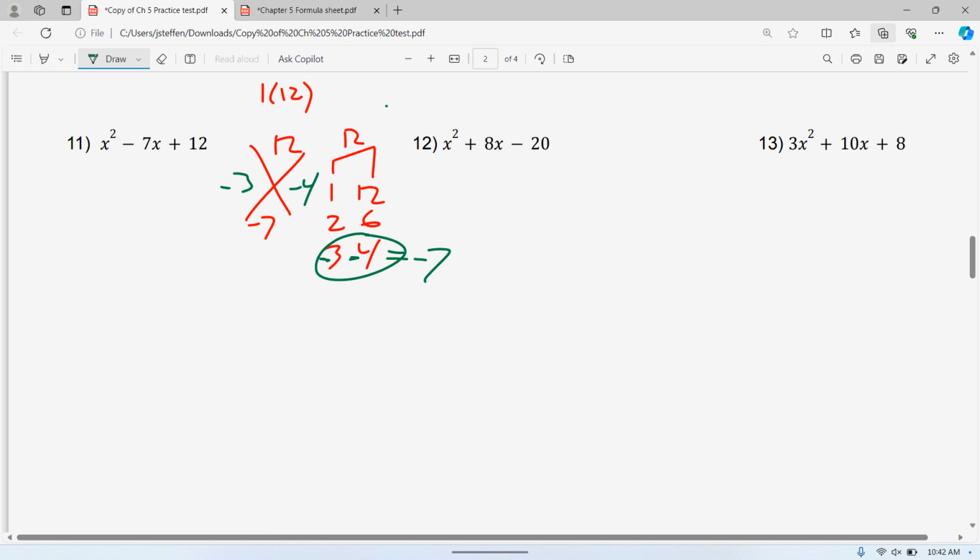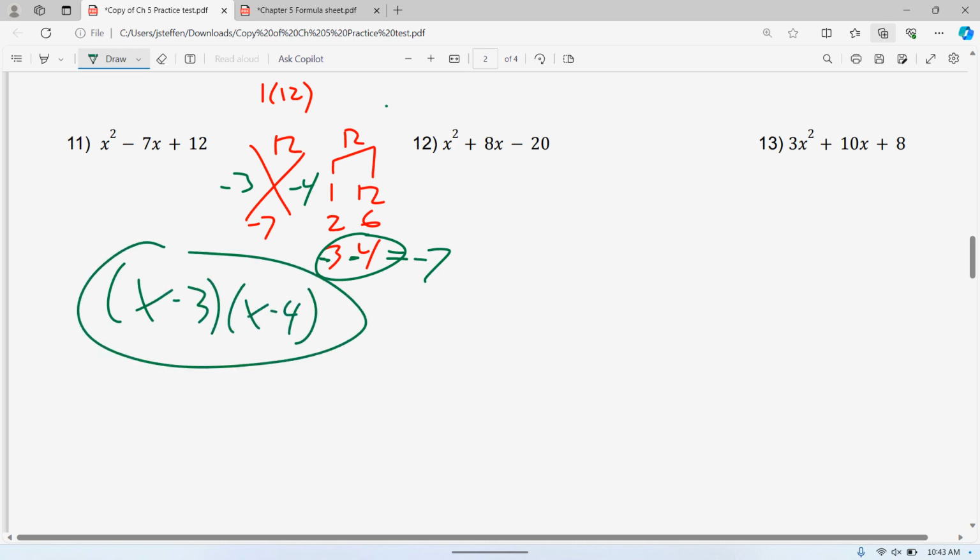I've had people before that change one sign and they think that's good. You need to double check. Negative 3 times negative 4 is positive 12. Negative 3 plus negative 4 is negative 7. So x minus 3 and x minus 4. You're probably tired of hearing me say it, but we do not have to divide those because we don't have anything in front.